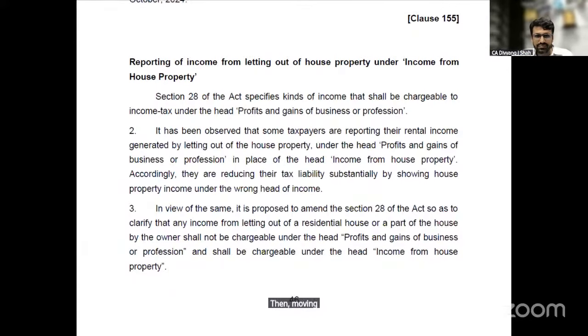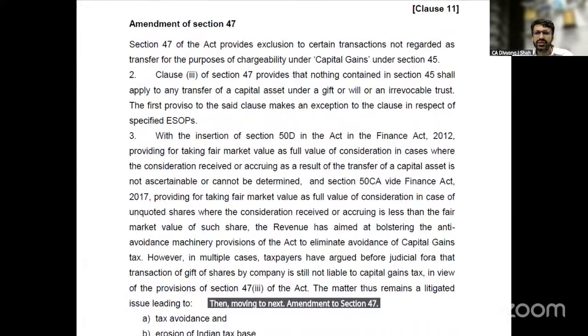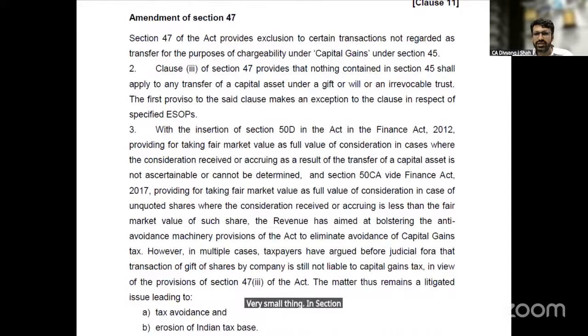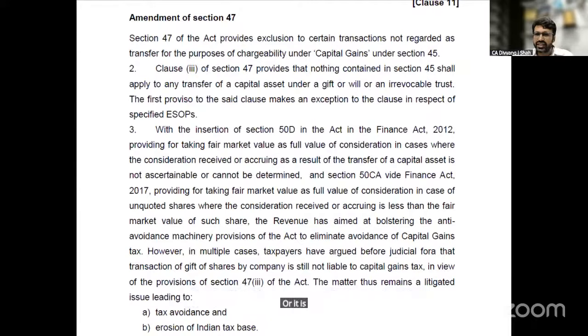Then moving to the next. Amendment to section 47. Very small thing. In section 47, clause 3 says that if any capital asset is transferred under a gift or a will or an irrevocable trust, then it is not a transfer. Ideally, this clause was for gifts made by an individual or HUF. But some companies transfer their shares or assets to their subsidiary company, saying that it is a gift by the company to another company, and that's why they take the benefit of this section.